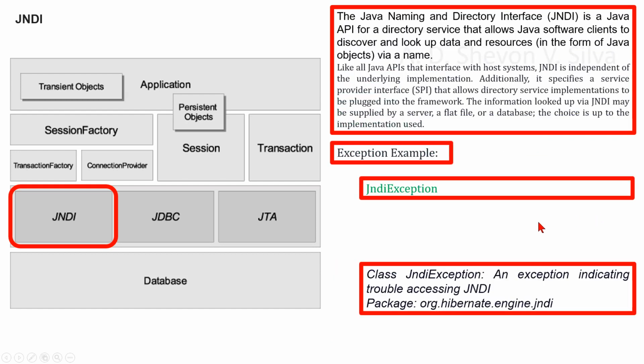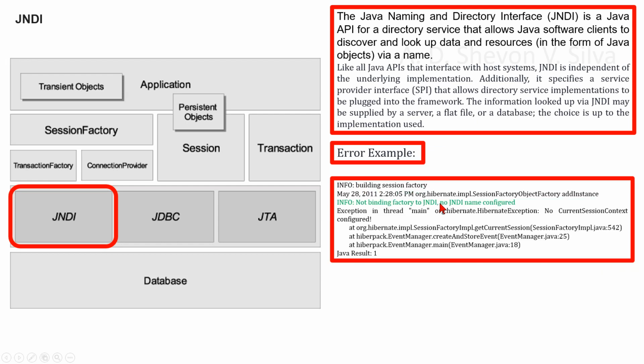As an exception example, we can consider JNDIException. An exception indicating trouble accessing JNDI. This class is in org.hibernate.engine.jndi package. As an error example, we can consider this: not binding factory to JNDI, no JNDI name configured.